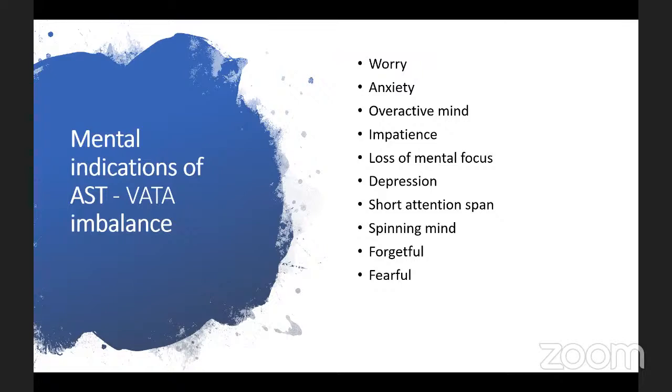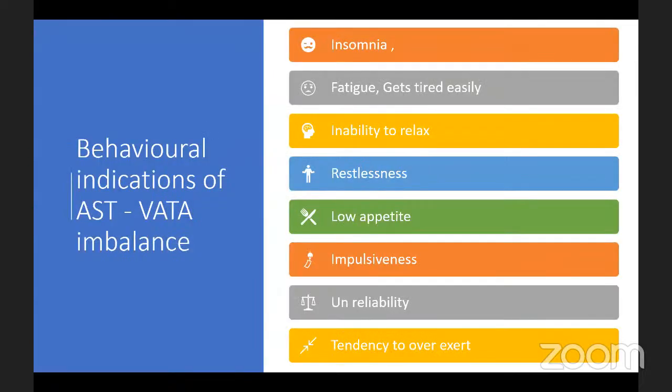So when there is a vitiation, what will we see? There will be a lot of worry, anxiety. Mind will become overactive, impatient. Mental focus is lost. There is depression. Attention span is very short. While you are speaking with them, they don't even listen to what you're telling. They just imagine, they think about what they have to ask you. They become forgetful. They become fearful. All these things happen when there is imbalance in Vata. They don't sleep properly. They get fatigued. They get tired easily. They can't relax. They become restless. Appetite becomes less. They become very impulsive. They become unreliable. And they tend to overexert.